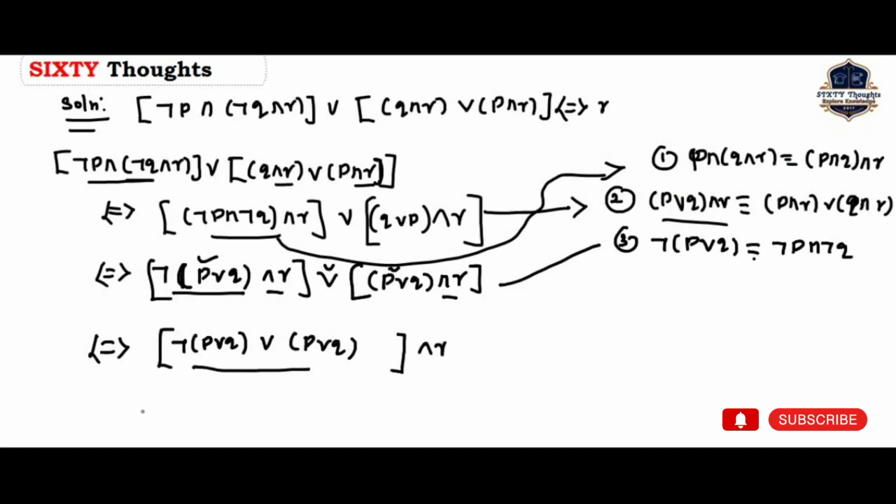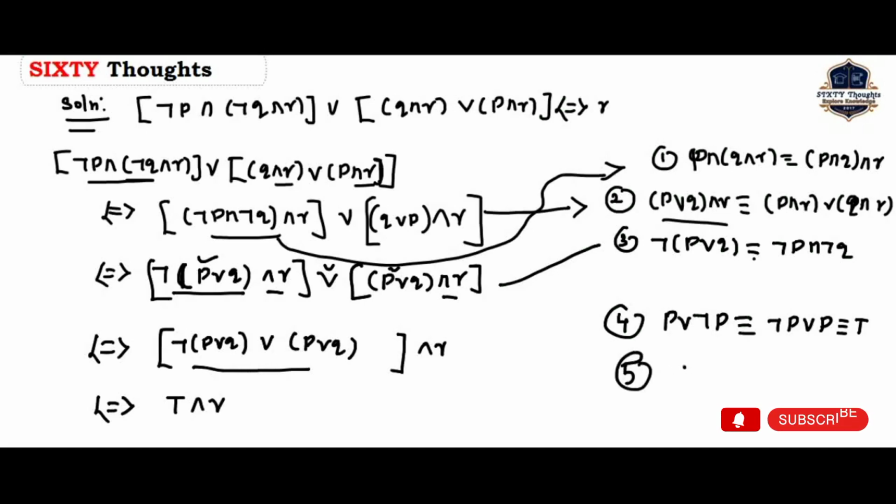The next step is using the inverse property. What is the inverse property? P or negation P is equal to negation P or P, which equals true. Here true and R, so we know the identity property. What is the identity property? Whenever you get true and R, it is equal to R only. So what is our target? We consider the left hand side, and we prove the right hand side term, that is nothing but R only.